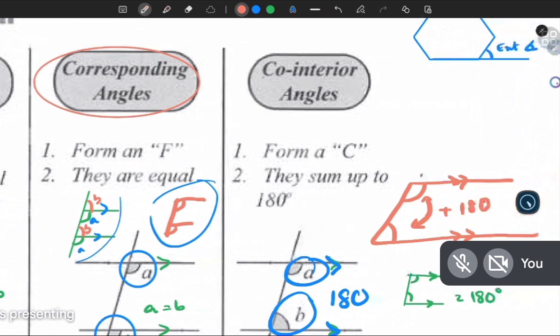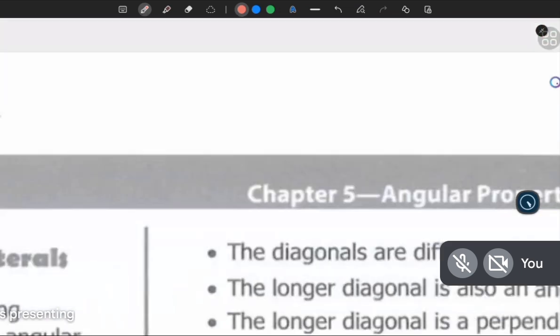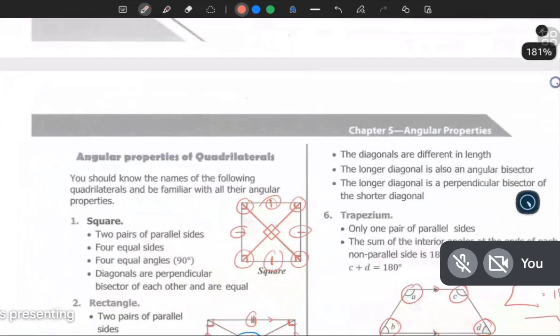right? And then we have co-interior angles. Co-interior angles are what form a C, right? So in the C formation, when we have these two angles A and B co-interior, they're both on the inside. So when they're both on the inside, they will add up to 180. I hope I'm not going too fast. Okay. So this is what we're looking at after.